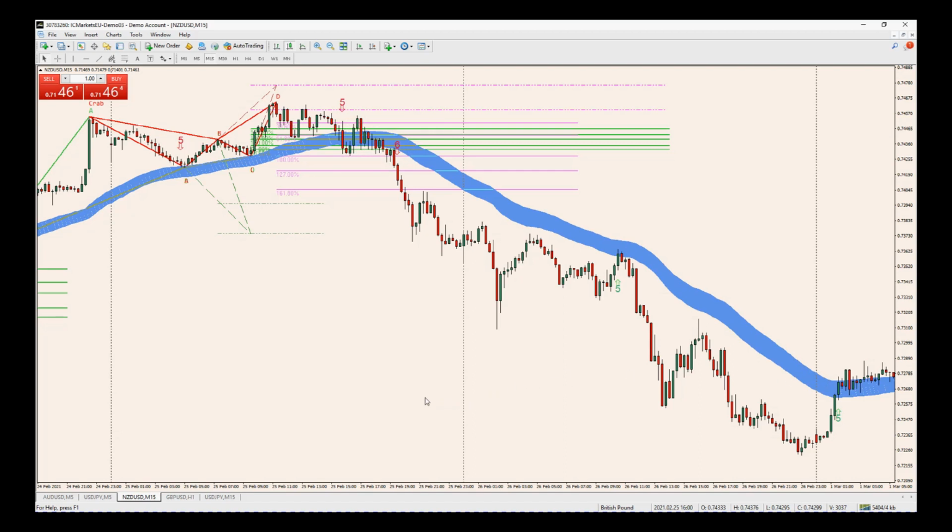So Forex trading, day trading, for Forex becomes very, very simple because you've got a simple set of rules.